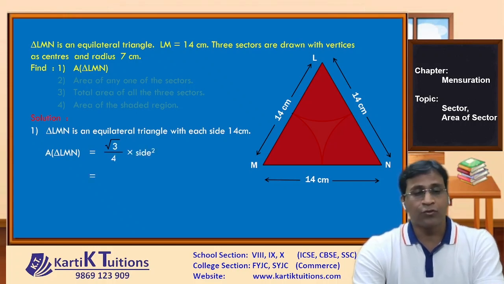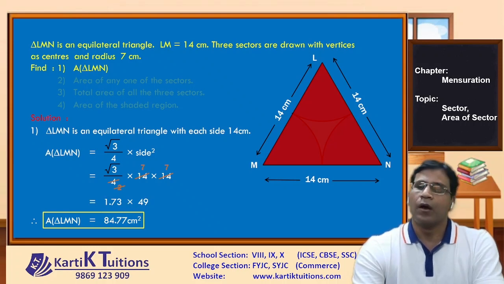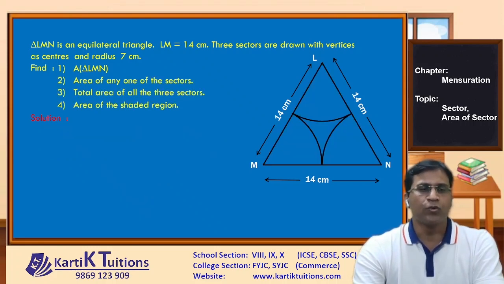Side पता है क्या, हाँ, तो let's substitute. Now root 3 upon 4 into side is 14, so it is 14 into 14. Do you all agree? Now 2 2s are 2 7s are 2 2s are 2 7s are. Now root 3 can be written as 1.73 and 7 into 7 becomes 49. So 1.73 into 49 will give us the area of triangle LMN, that is 84.77 centimeter square. I hope I am clear till here. Now let's move to the second part.